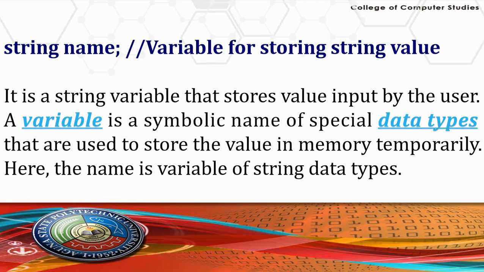It is a string variable that stores value input by the user. So a variable is a symbolic name of special data types that are used to store value in memory temporarily. So the name of our variable here of type string is name.